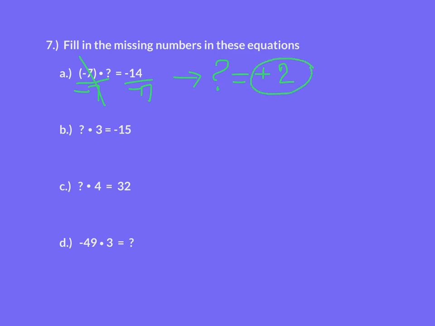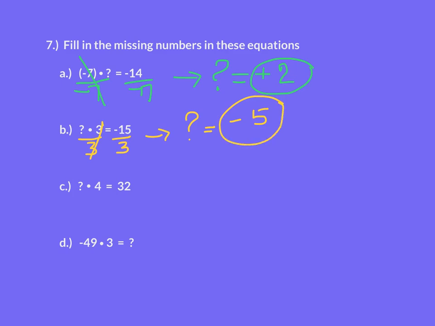B, same as before, the opposite of multiplication is division, so I'm going to divide both sides by 3. These cancel, so that means our question mark is going to be equal to -15 divided by 3. There's only one negative sign I see there, so it is going to be negative. Then 15 divided by 3 is 5. Answer to the next one.